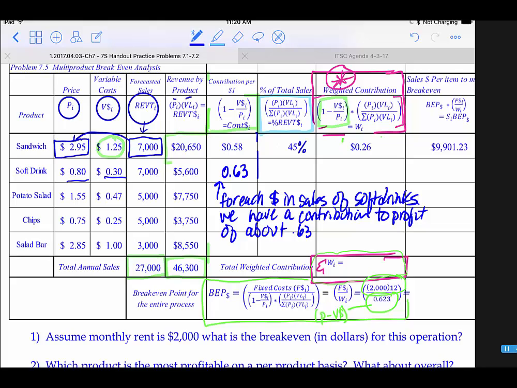Now the next thing we'll do is calculate the percent of total sales that the soft drinks account for, and basically it's $5,600 out of $4,630.